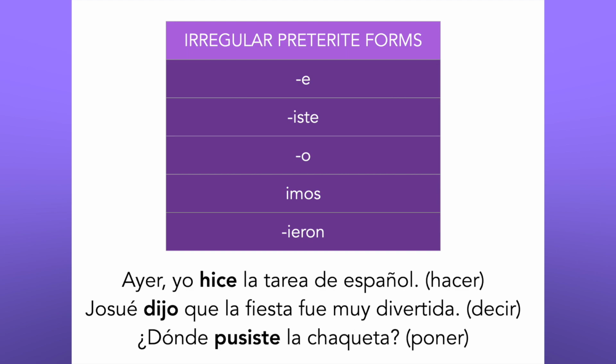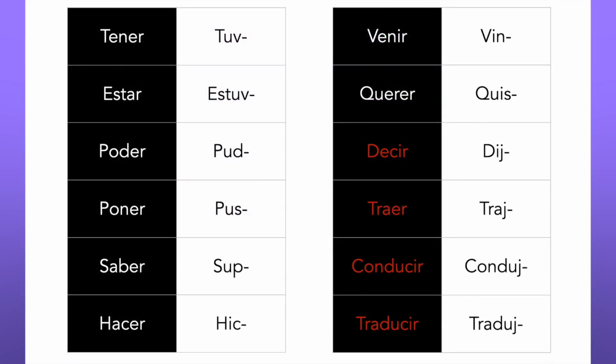Josué dijo que la fiesta fue muy divertida. ¿Dónde pusiste la chaqueta? So here is an image that has all these different verbs conjugated from beginning to end. You have tener, you have estar, you have poder, poner, etc. And notice their endings are all the same, regardless of if it's AR, ER, or IR.